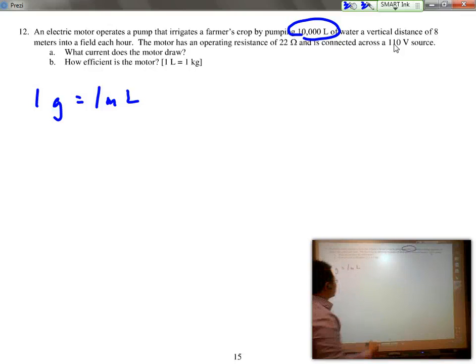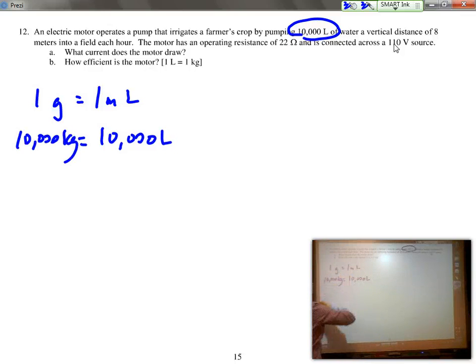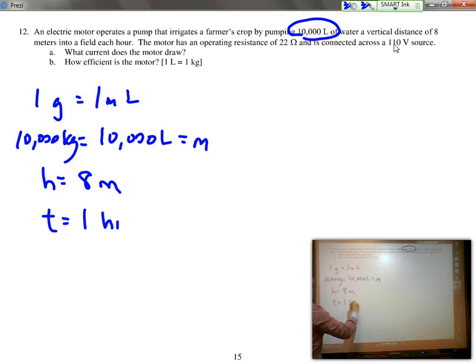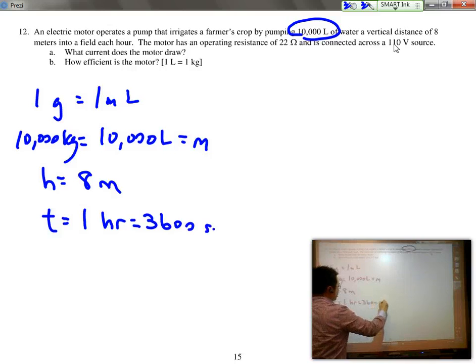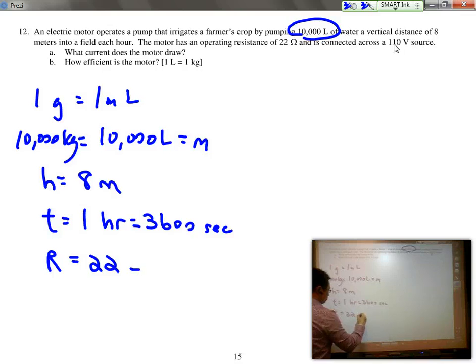So therefore, 10,000 liters of water is the same thing as 10,000 kilograms. So this is actually the mass of the water that's being given. And it's pumped at a vertical distance, a height of 8 meters, into a field each hour. So 1 hour is 3,600 seconds. The motor has an operating resistance of 22 ohms, and it's connected across a 110 volt source.